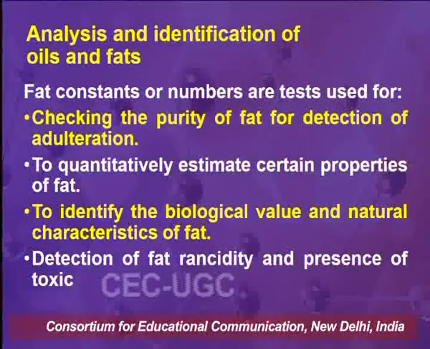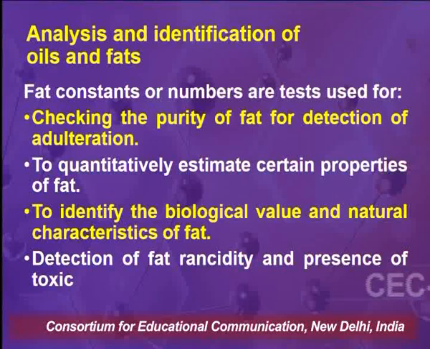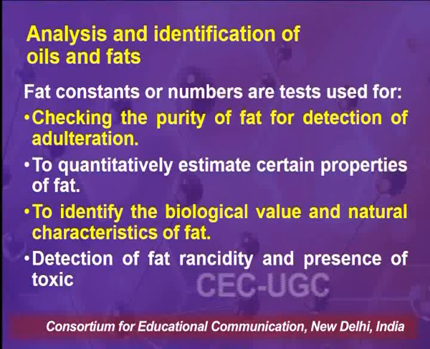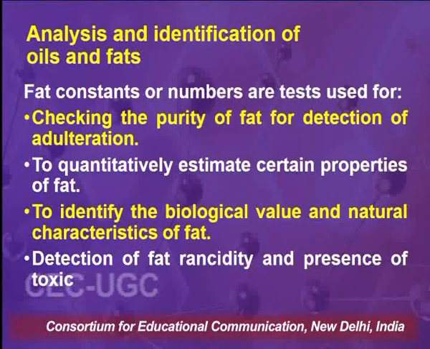Now, we will talk about analysis and identification of oils and fats. Fat constants or numbers are tests used for checking the purity of fat for detection of adulteration, to quantitatively estimate certain properties of fat, to identify the biological value and natural characteristics of fat, and for detection of fat rancidity and presence of toxicity. First, we'll talk of saponification value.